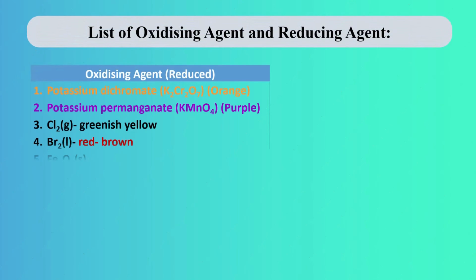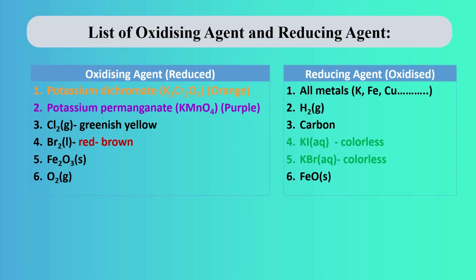List of oxidizing agents and reducing agents. I have given the list of oxidizing agents. Potassium dichromate, which is orange in color, and potassium permanganate, which is purple in color. The non-metals, chlorine and bromine. Then the higher valency of iron, Fe2O3, ferric oxide, iron(III) oxide. These are oxidizing agents. Reducing agents: all the metals are reducing agents, with exceptions. Some non-metals are reducing agents, like carbon and hydrogen. Potassium iodide is colorless, potassium bromide colorless. These are reducing agents. Iron(II) oxide is a reducing agent.